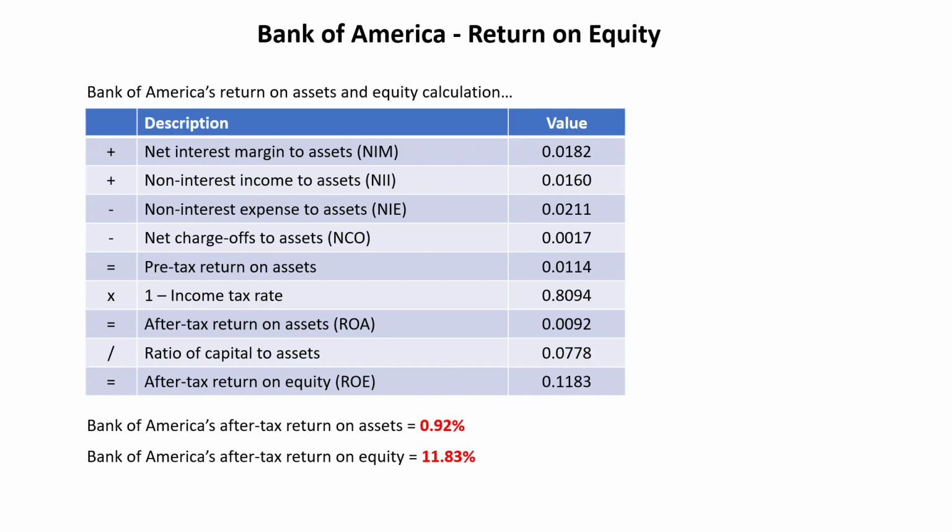Then we want to subtract out our net charge-off ratio, which is approximately 0.17%. And then we get a pre-tax return on assets, which is a little over 1%.